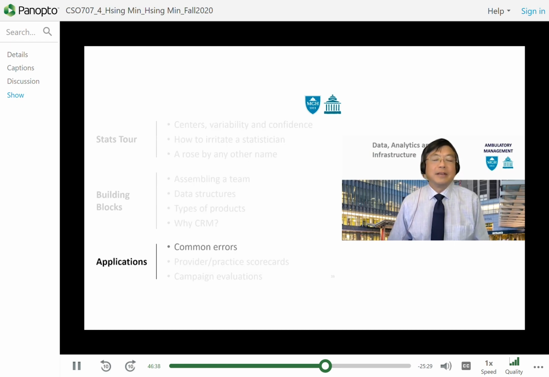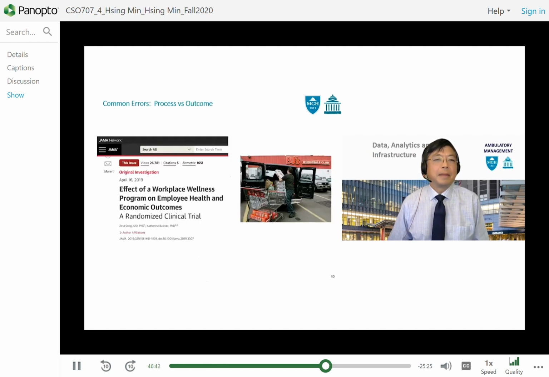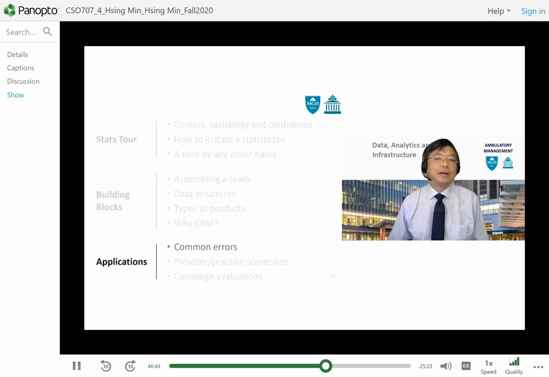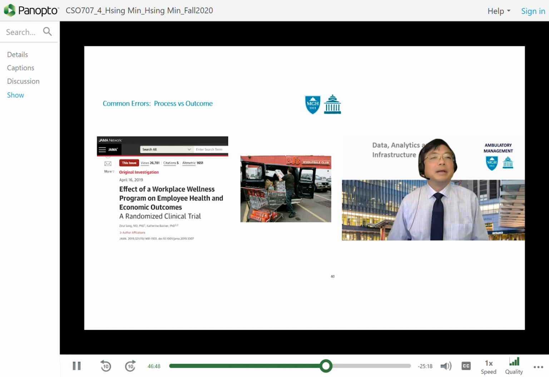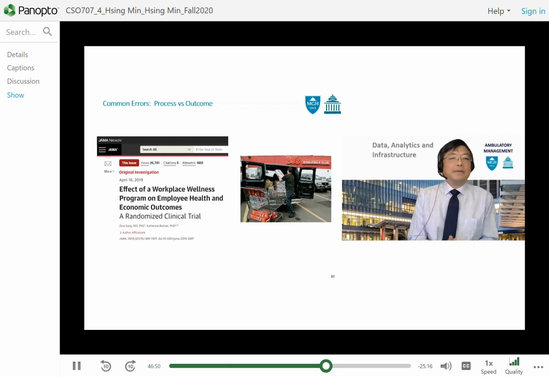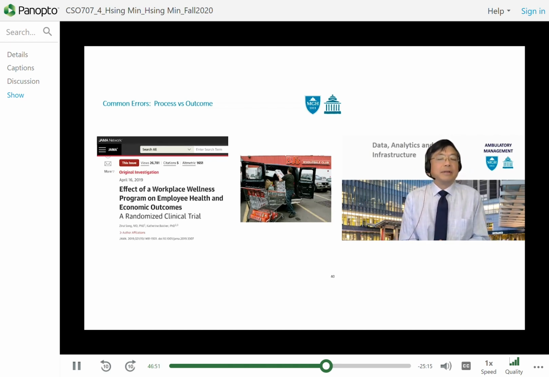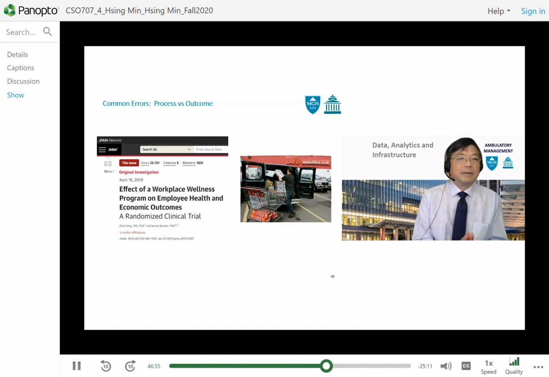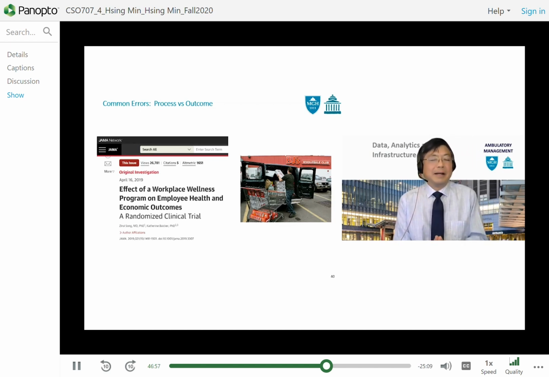All right, final section, we're going to look at some real-world examples, with a particular eye toward what to do and what not to do. Here's an example of a study that BJ's did, the store chain, to illustrate the error of confusing process with outcome.